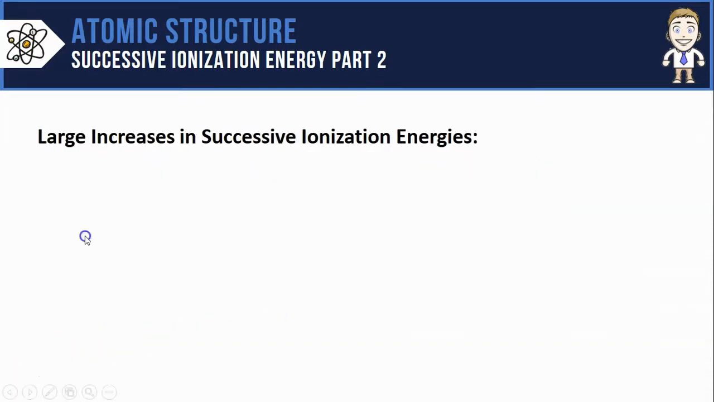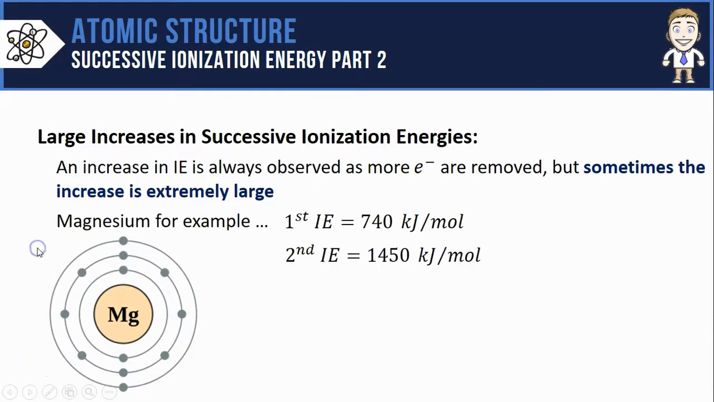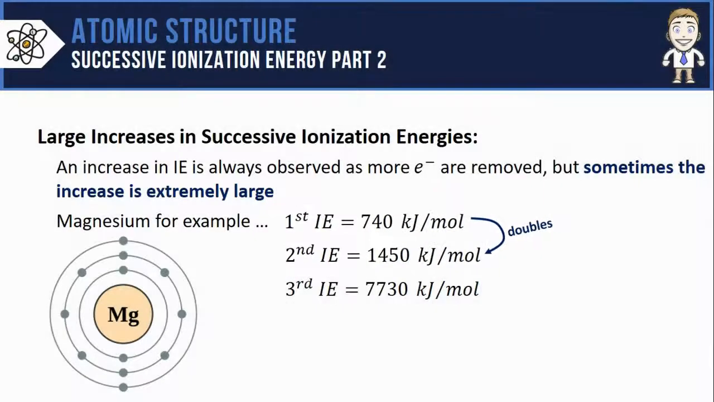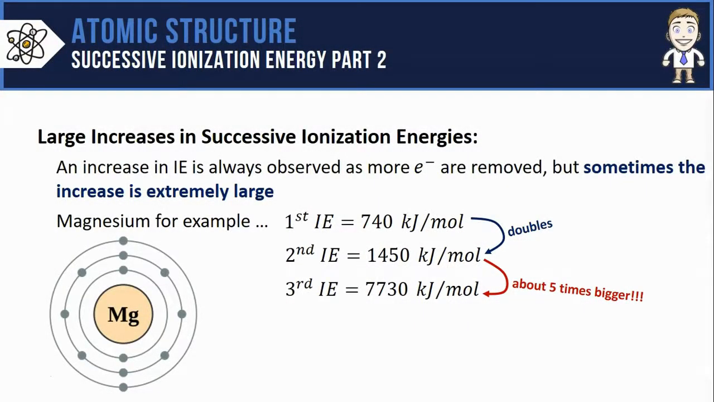In this video, we'll see that an increase in ionization energy like we just talked about is always observed as more electrons are removed, but sometimes that increase is extremely large, and we have to be able to explain that too. Magnesium is a good example of this, with the first, second, and third ionization energies shown here. Notice that to remove the second electron only takes about twice as much energy as it did to remove the first. So it increases, but not by that much. The third electron, however, takes about 5 times as much energy as the second, and that is an extremely large increase. We're simply asking the question, why does that large increase exist?